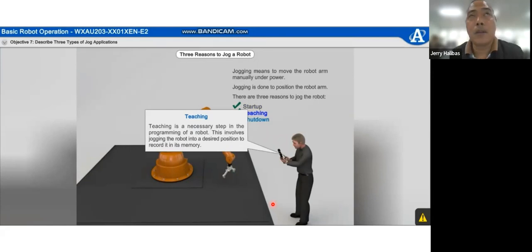So sa katong robot DK na simulation, tawag ato is mag-create og targets. Target 1, target 2, target 3. Para ginahanap na sila similarity sa teaching or jogging.